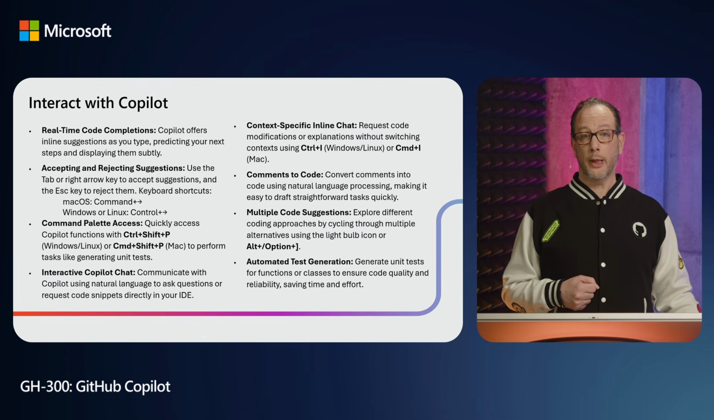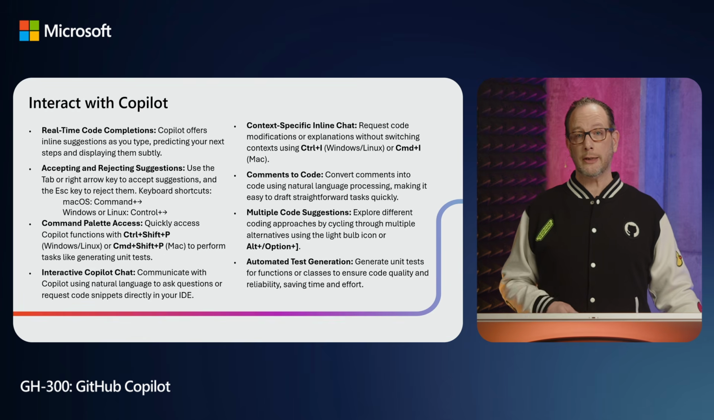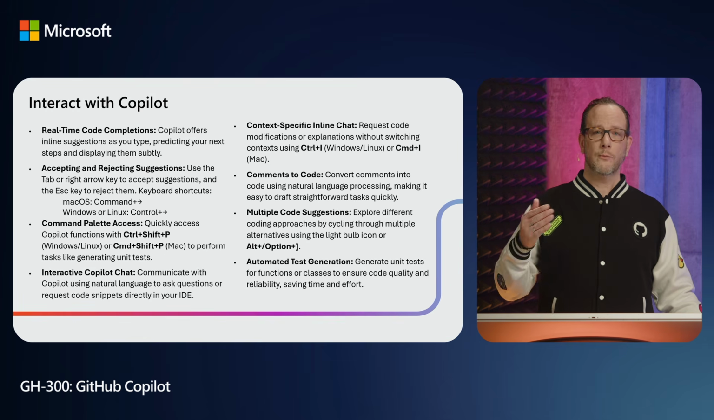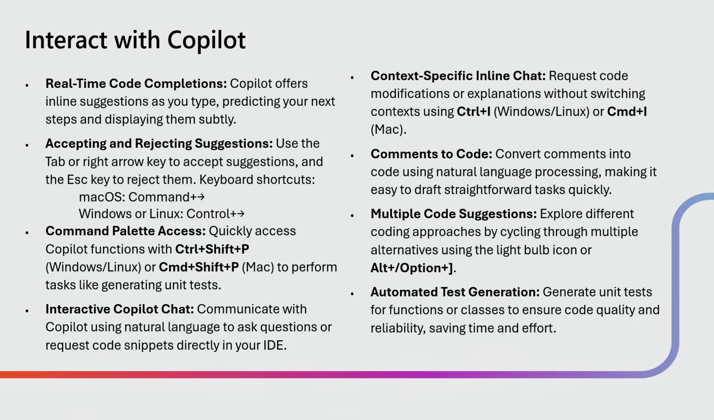Interacting with GitHub Copilot feels natural because it works directly where you as a developer already write code. When you start typing, Copilot offers real-time suggestions that can be accepted or rejected, or why not refined using simple keyboard shortcuts. This makes experimentation easy and keeps you firmly in charge of what gets added into the codebase.